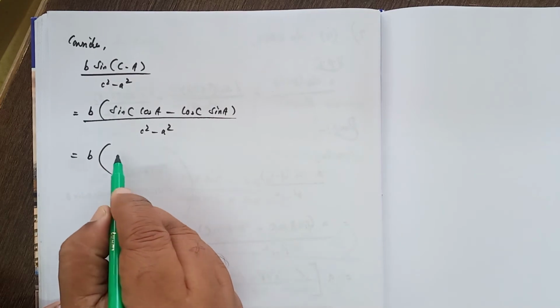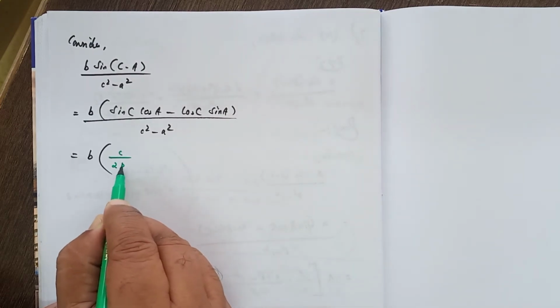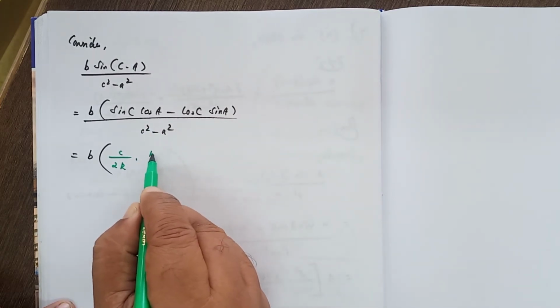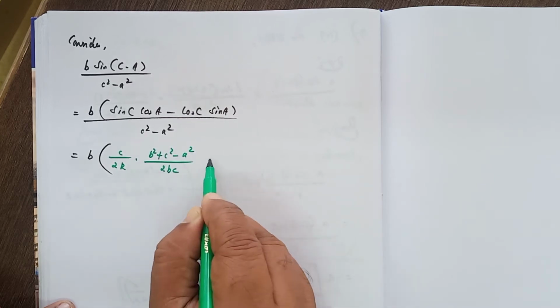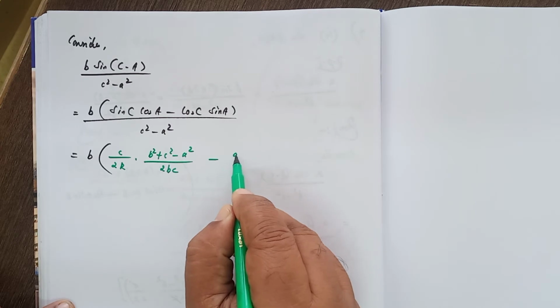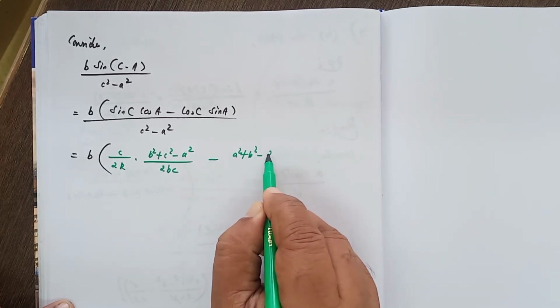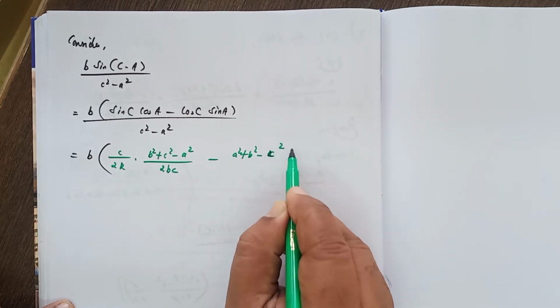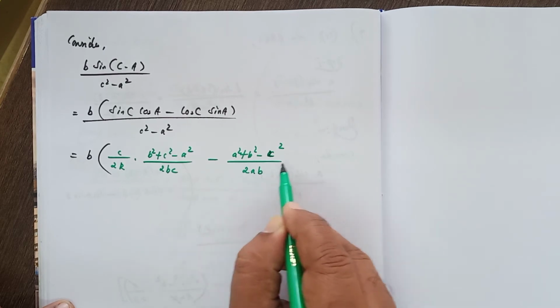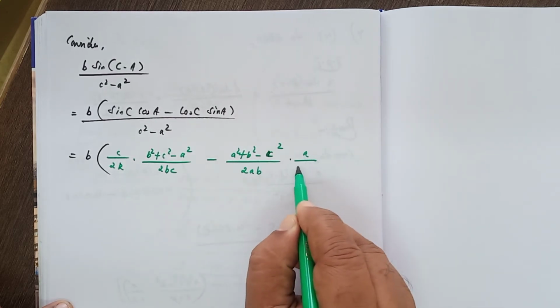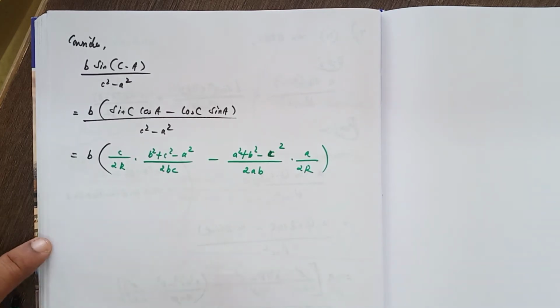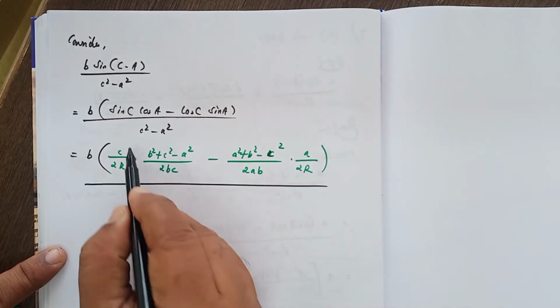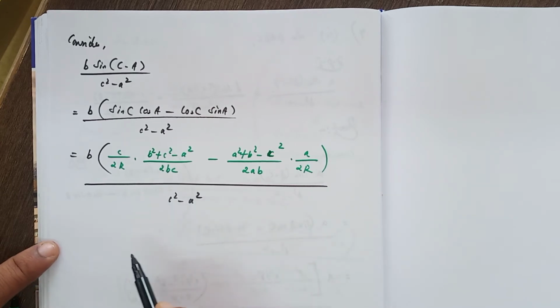Sin C can be replaced by the formula c divided by 2r, and cos A formula b squared plus c squared minus a squared divided by 2bc, minus cos C formula a squared plus b squared minus c squared divided by 2ab into sin A formula a divided by 2r, divided by the whole divided by c squared minus a squared.